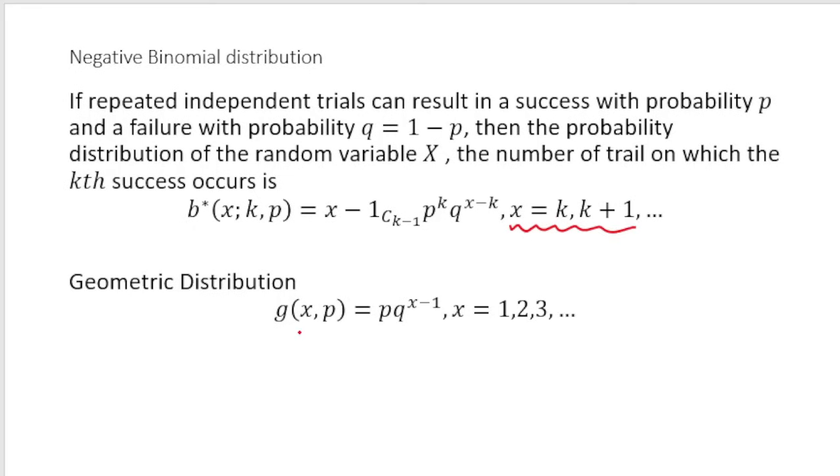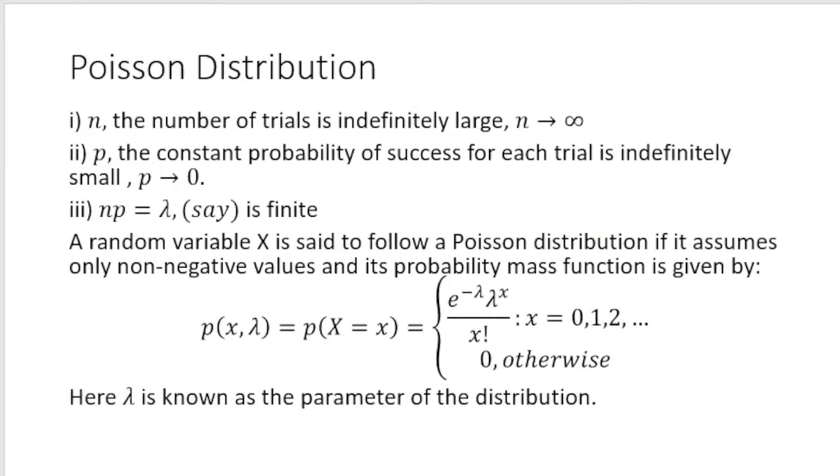The geometric distribution is given by p into q to the power x minus 1, where p is the probability of success and q is the probability of failure. Geometric distribution represents what? It represents the probability of the first success in the x number of trials, right? There are many other properties that I will be discussing in the next part.